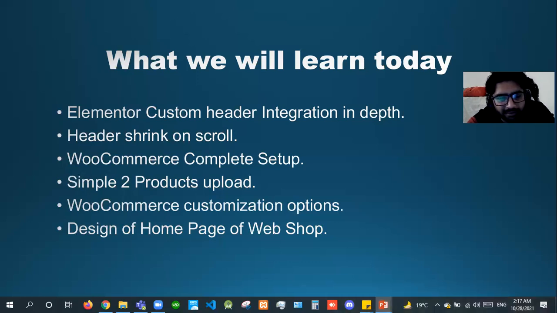Then we'll see the WooCommerce customization options. We'll go to the theme customizer, because now that we have uploaded the WooCommerce plugin, it has given us some theme customization options for WooCommerce. And in the very last, we'll start designing the home page of the web shop, because we have already developed the about page, contact page, and more or less the FAQ page, and the shop page is also ready. So we'll design the home page and the shop page, and our website will be ready.